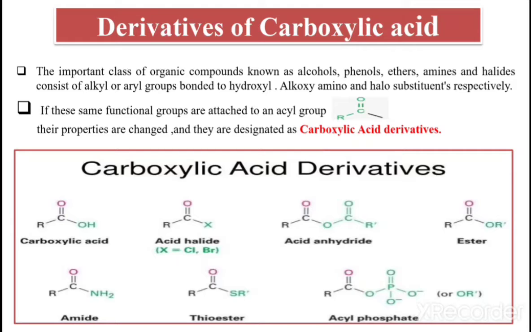These are the derivatives of carboxylic acid. That means this is the actual structure of carboxylic acid, and only this part will be changed. That means instead of this hydroxyl group, we add, suppose X, it is acid halide. If we take O-C=O-R', this is acid anhydride. Now then, if it is OR, then ester. If it is NH2, then amide. If it is SR, then thioester. In this way, we prepare the derivatives of carboxylic acid.